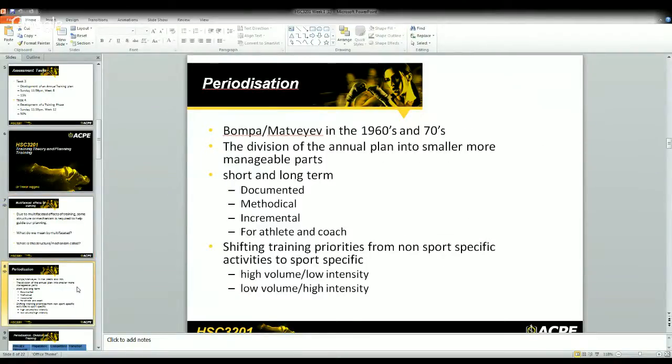Now, Bompa and Matveyev from the 60s and 70s. So again, it's not really new. We just really highlighted it, formulated it, and developed it over the last 30, 40, 50 years, really. Now, what we need to understand is when we talk about an annual plan, how do we approach it? There are a number of different ways we can look at it.